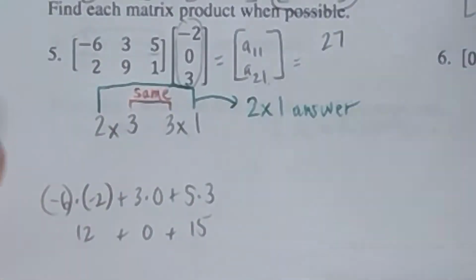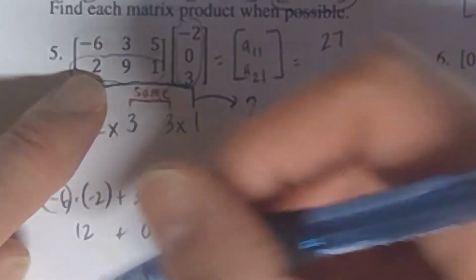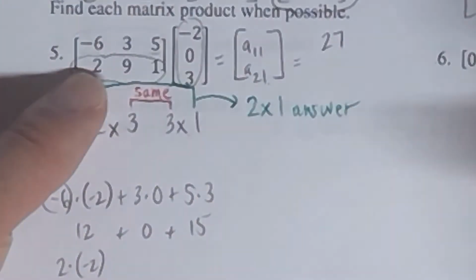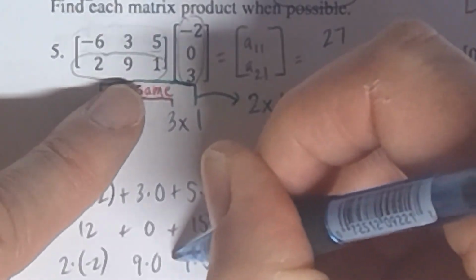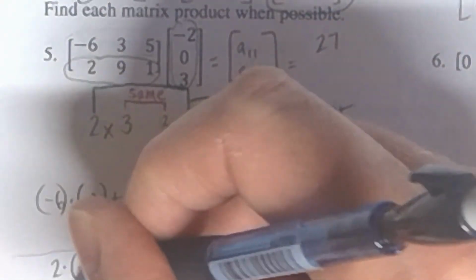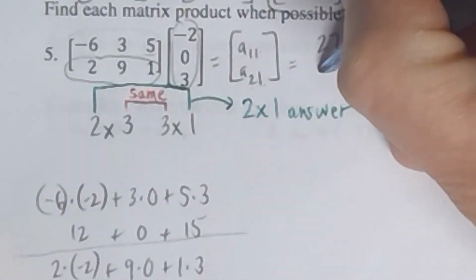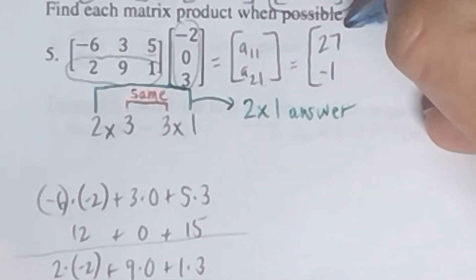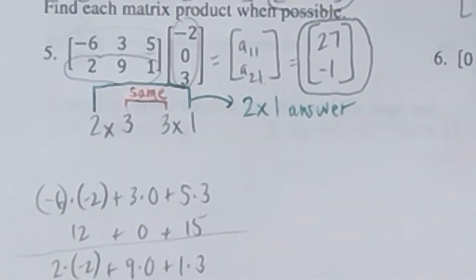So let me just erase off the old one here. You get this right here. So what do we get here? We get 2 times -2. 9 times 0. And 1 times 3. And what is this going to be equal to? It's going to be -4 plus 0 plus 3. And that is equal to -1. So our final matrix here is those two numbers in those two positions.